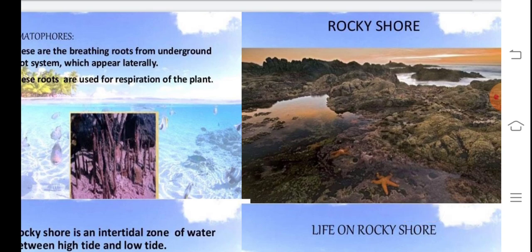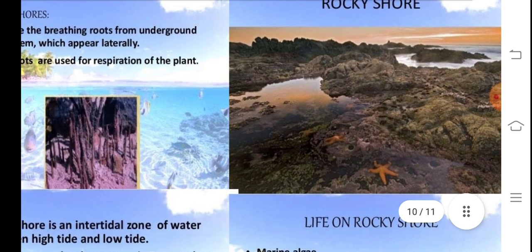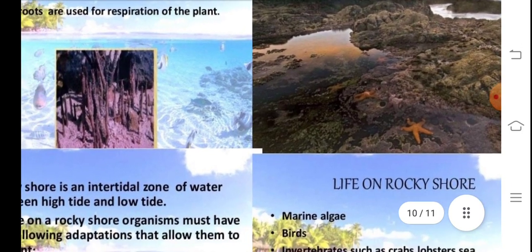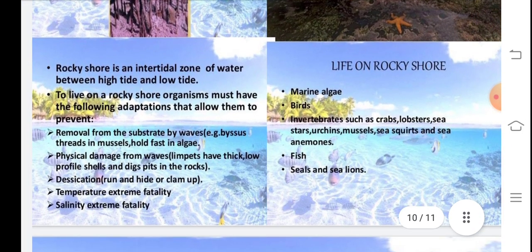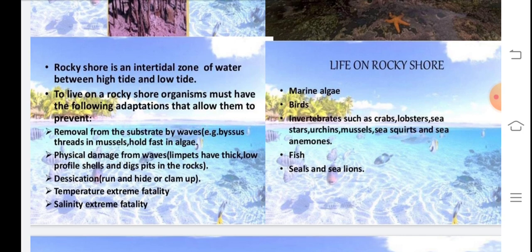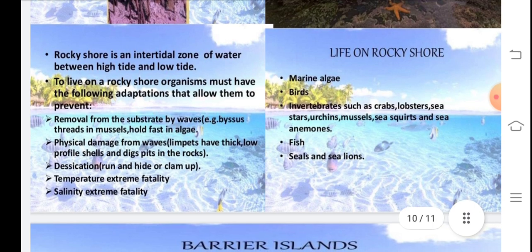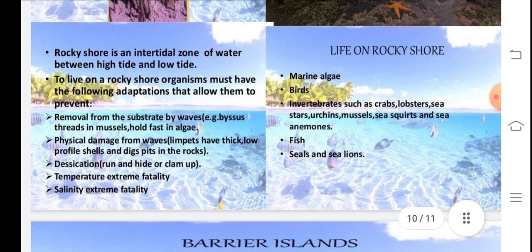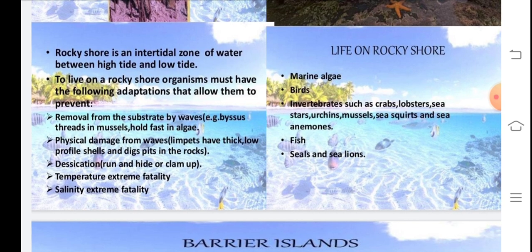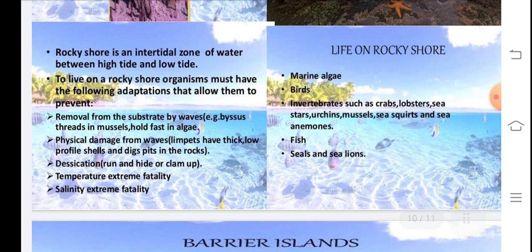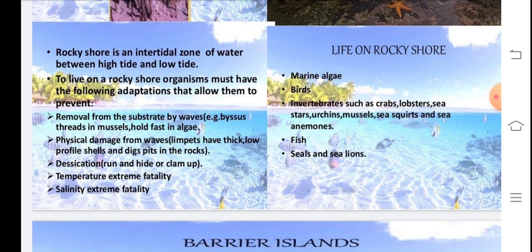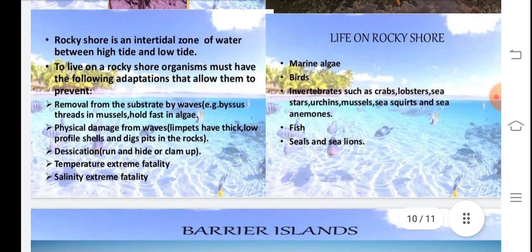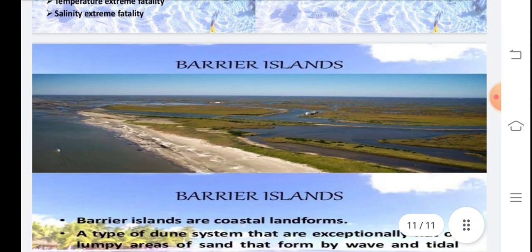Then another part is there, rocky shores are there. So this is one good photograph of the rocky area here in our Maharashtra Ratnagiri portion. It is showing the rocky shore. Then in this particularly the specific habitats are there. Algae are there, then different limbs are there, rocks are there. The temperature generally it is tolerated, and therefore life on the rocky shore: marine algae, birds, then crabs, lobsters, starfish, fishes, seals and sea lions are there. Commonly sea lions means large fishes are there.